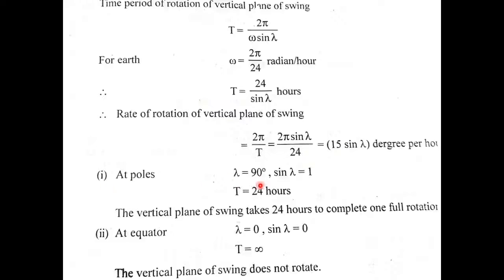At the poles, lambda = 90 degrees, so sin lambda will be 1 and T = 24. The vertical plane of swing takes 24 hours to complete one full rotation. At the equator, lambda = 0, sin lambda will be 0, so T will be infinity. The vertical plane of swing does not rotate.